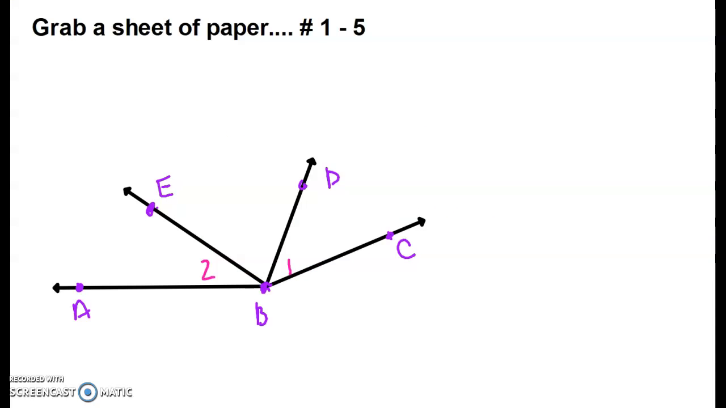All right, so what I want you to do is grab a sheet of paper and number 1 to 5. We're going to go through five more examples here, and I want you to write it down so I can see how we're all doing. All right, so number 1, let's label the purple angle. I'm just going to go ahead and go like that so that you remember it's the purple angle.